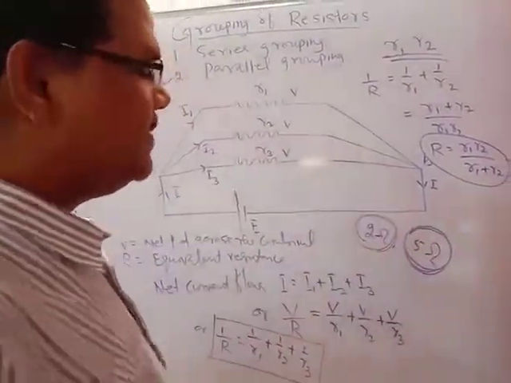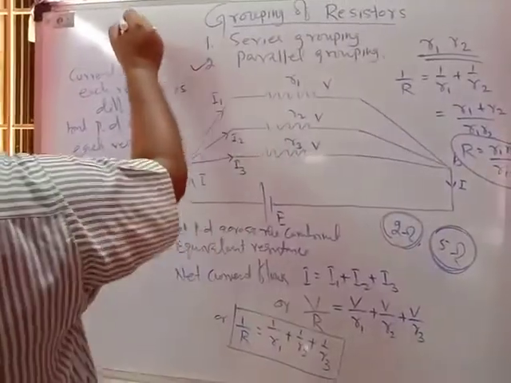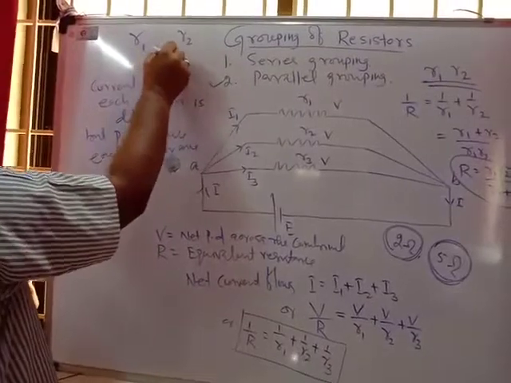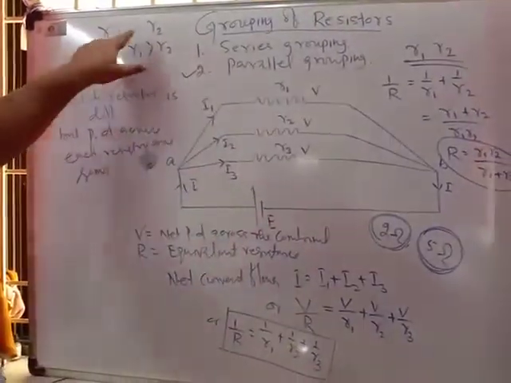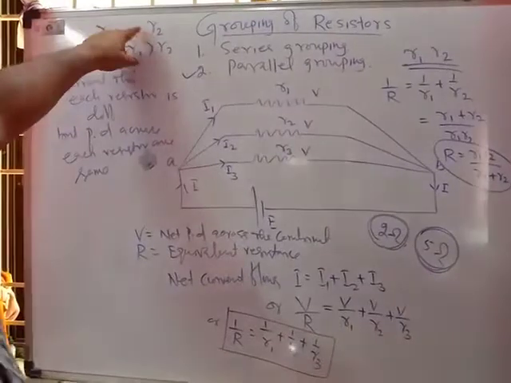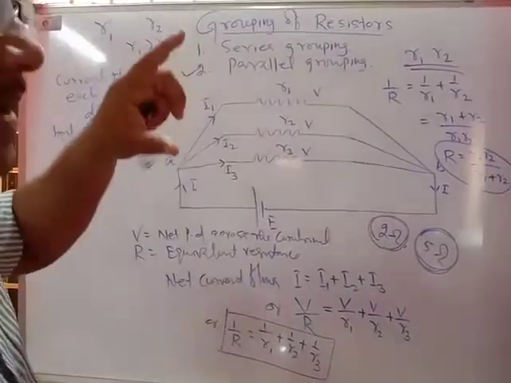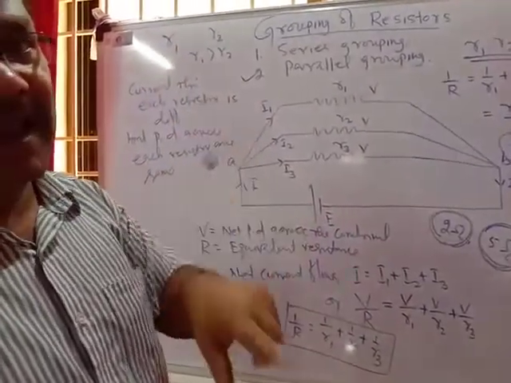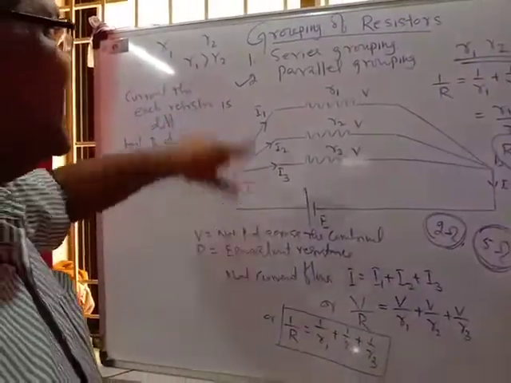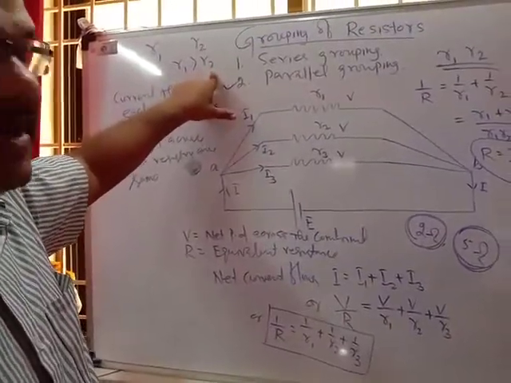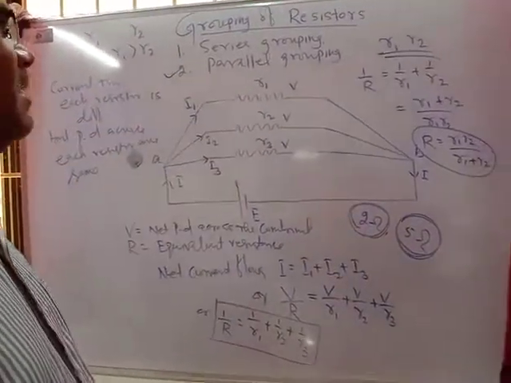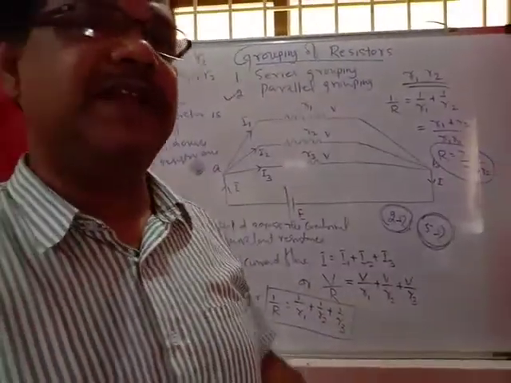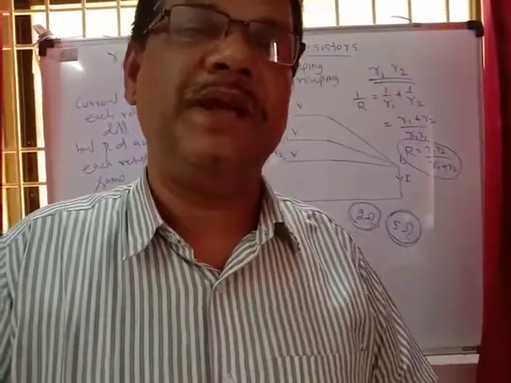Suppose R1 is greater than R2. If R1 and R2 are grouped in series, the equivalent resistance will be greater than R1. But if they are grouped in parallel, the equivalent resistance will be less than R2. This is all about series and parallel grouping, and we will be solving different numericals on the basis of the grouping of resistors. Thank you.